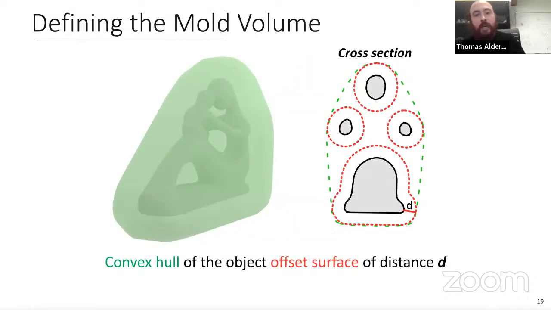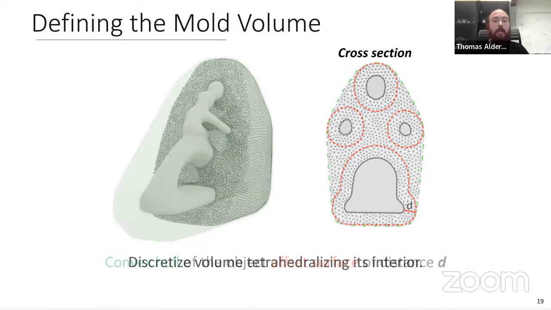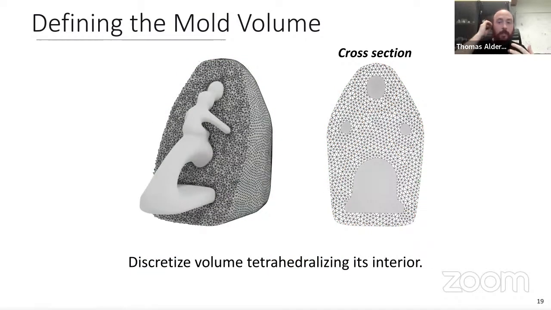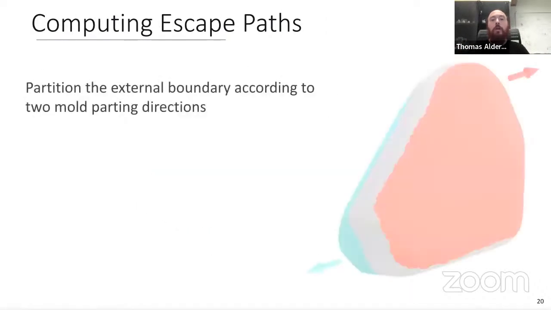The first step is the definition of the mold volume. We define the mold volume to be the volume contained between the object surface and the convex hull of an offset surface of distance d from the object. We do this so that we can enforce a minimum thickness of the silicon mold around the object. This volume then is discretized using a tetrahedral tessellation using common tools like TetGen or TetWild. Then this will be the input of our algorithm.